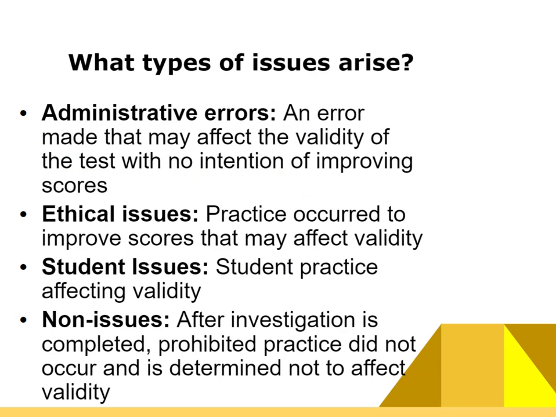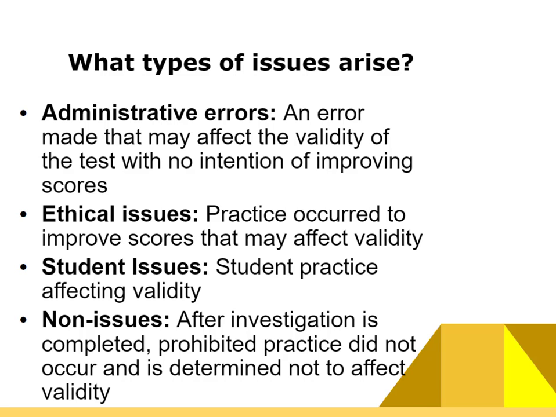There are different categories that describe the types of issues that might arise. The first one is just an administrative error, and this is something that was done with no intention of improving the scores. So for example, if the student was given the exam and the teacher read the instructions and the students were supposed to have 25 minutes to finish the exam, and the teacher forgot to set the timer and the students were accidentally given 20 minutes to finish the exam, or the timer didn't go off after 25 minutes, it went off after 40 minutes. It was just administrative error. Things happen. We're all human. Administrative errors happen. As long as the intention was not to improve the score, it can be administrative error.